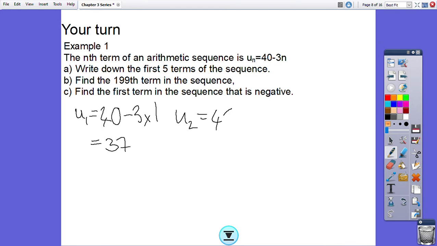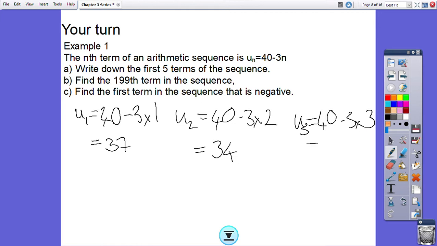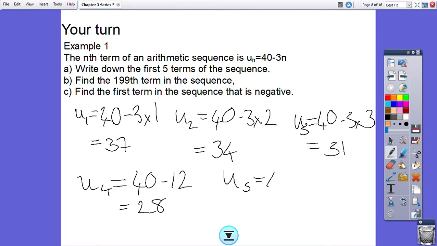u2 is 40 minus 3 times 2, which is 34. u3 is 40 minus 3 times 3, which is 31. u4 is 40 minus 12, which is 28. And then u5 is 40 minus 15, which is 25.